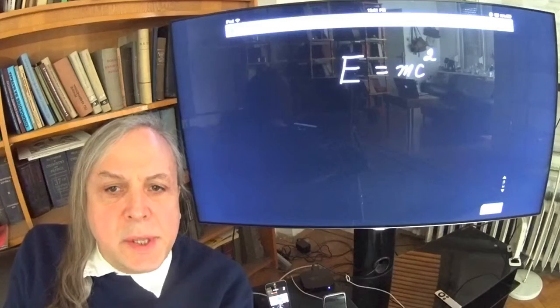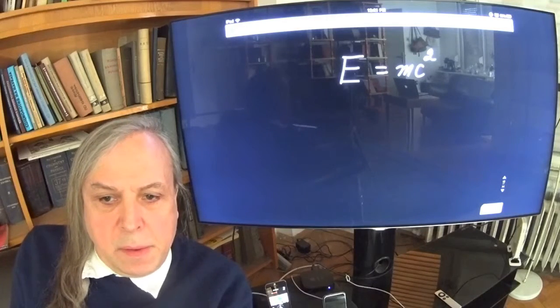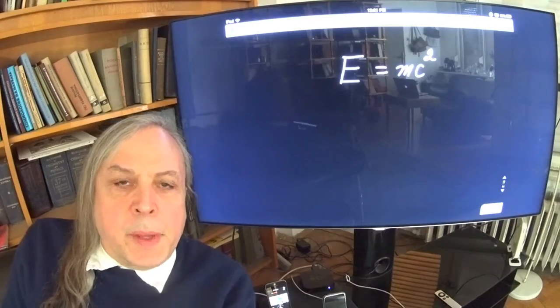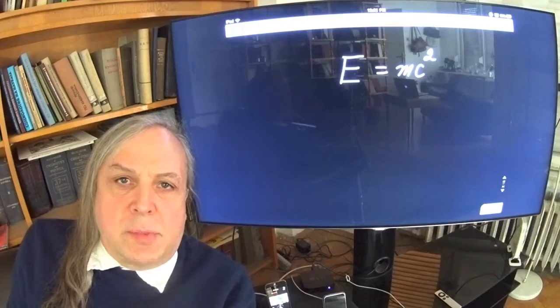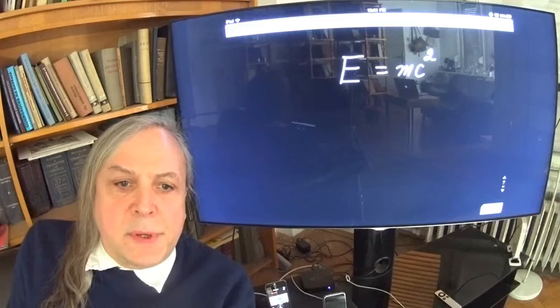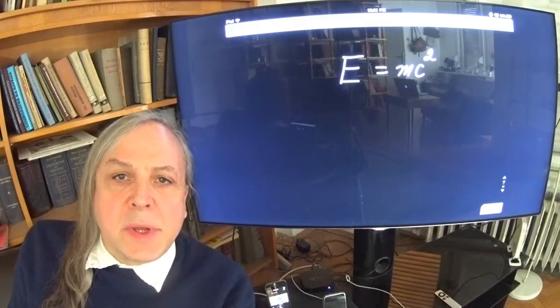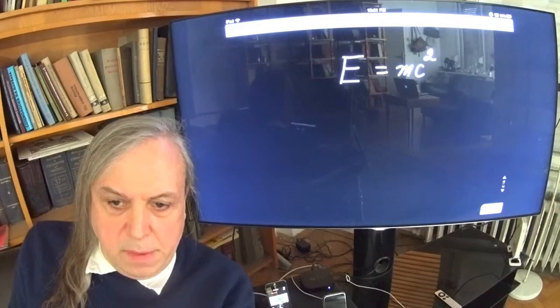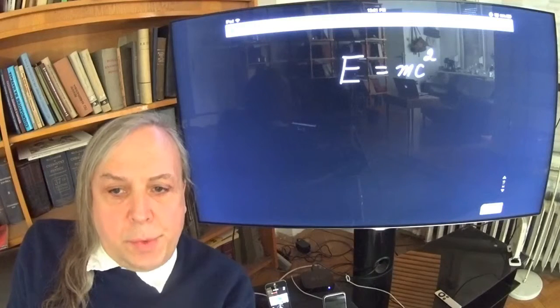One can persistently hear from the media that the mass-energy relationship E equals mc² was derived by Einstein's relativity. But this is far from the truth.